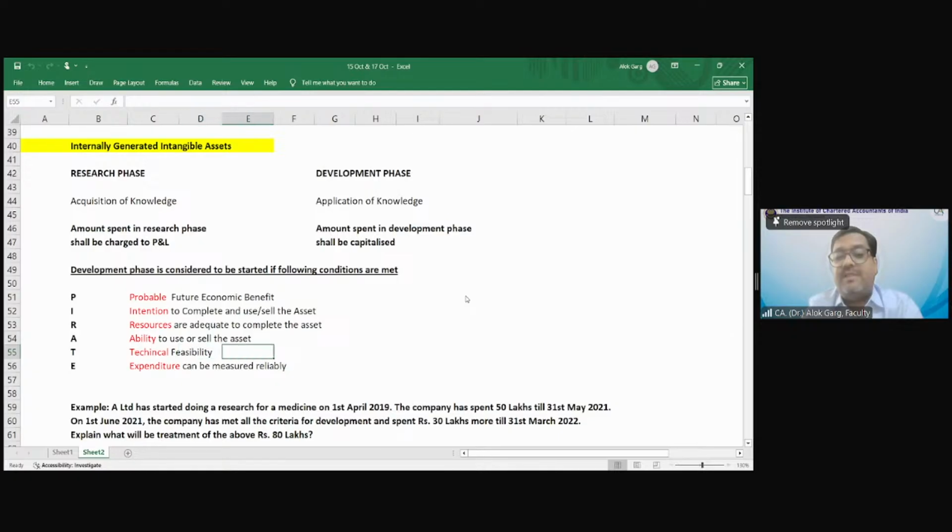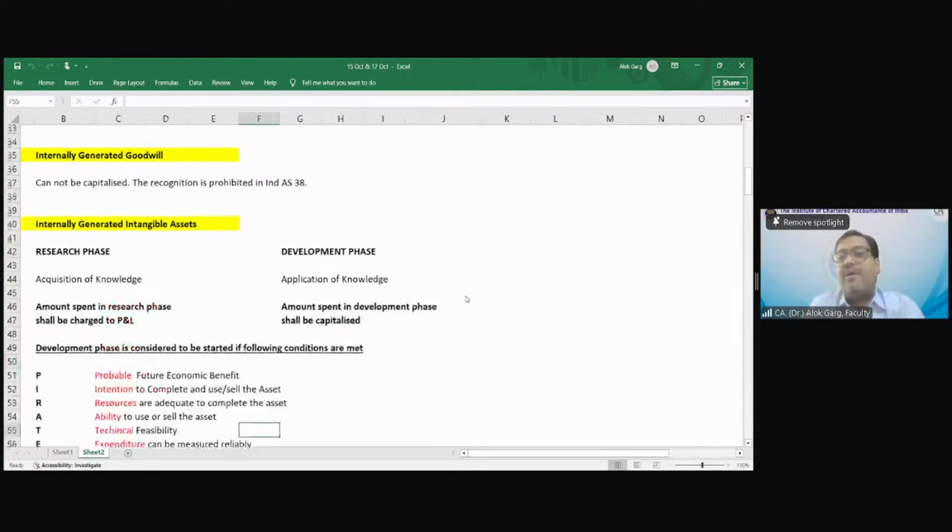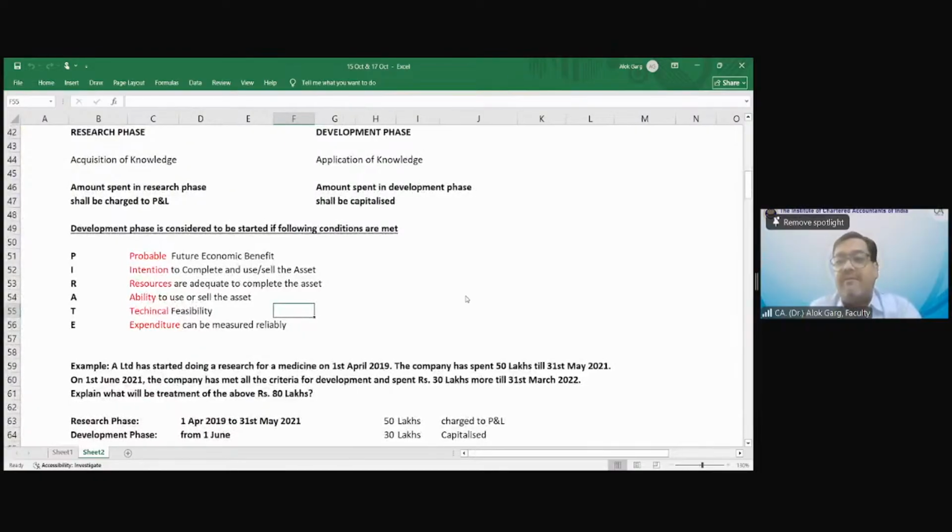Technical feasibility must be there. Technical feasibility means whatever research you have done, there must be technical feasibility to complete the product and complete the development. Expenditure can be measured reliably. These 2 conditions will always be there: cost can be measured reliably, and future economic benefit should be probable. In addition, the resources should be adequate, intention to complete should be there, ability to complete should be there, and technical feasibility should be there, right? If these 6 conditions are satisfied, then you can say the development phase has started.